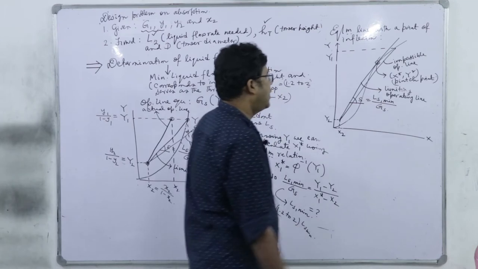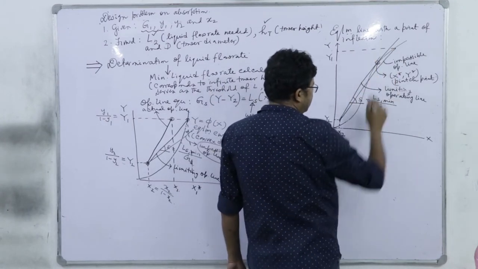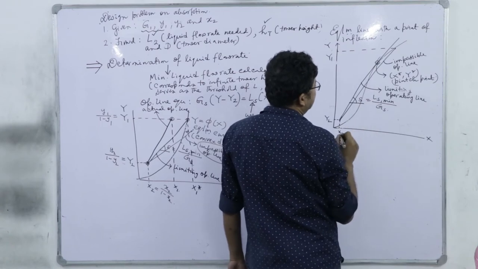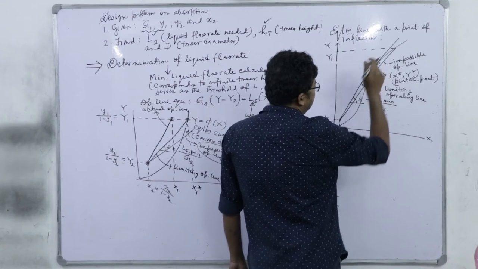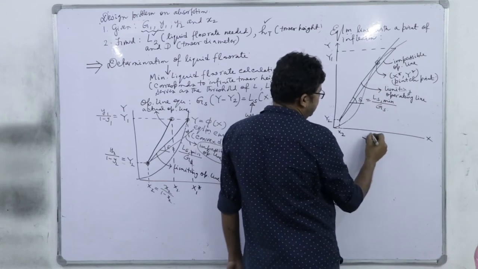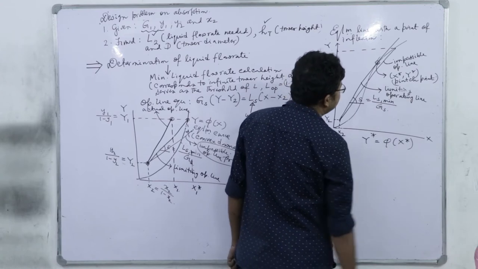Now, analytically how can we calculate it? See, this is the equilibrium line, ok. So, y star and x star must satisfy the equilibrium relation, y star is equal to phi of x star, correct.